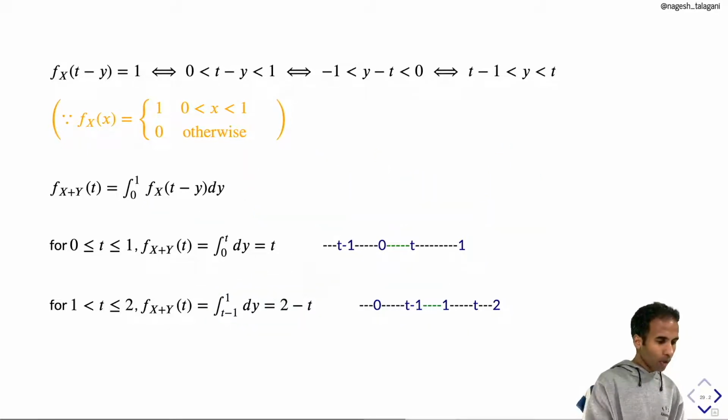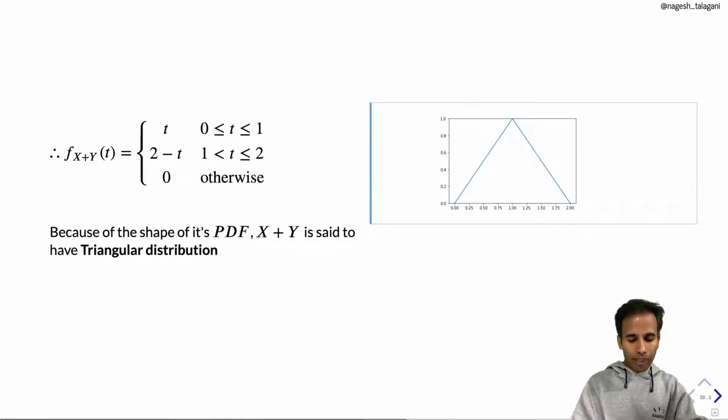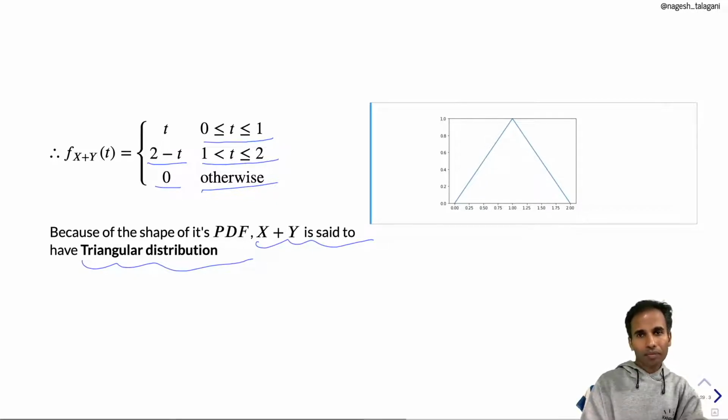Fine. So we have the PDF of X + Y at t: f_{X+Y}(t) = t for 0 ≤ t ≤ 1, 2 − t for 1 < t ≤ 2, and 0 otherwise. Okay, if you look at the sketch of this PDF, it looks like a triangular shape. Because of the shape of the PDF of X + Y, this X + Y is said to have something called a triangular distribution. Fine.